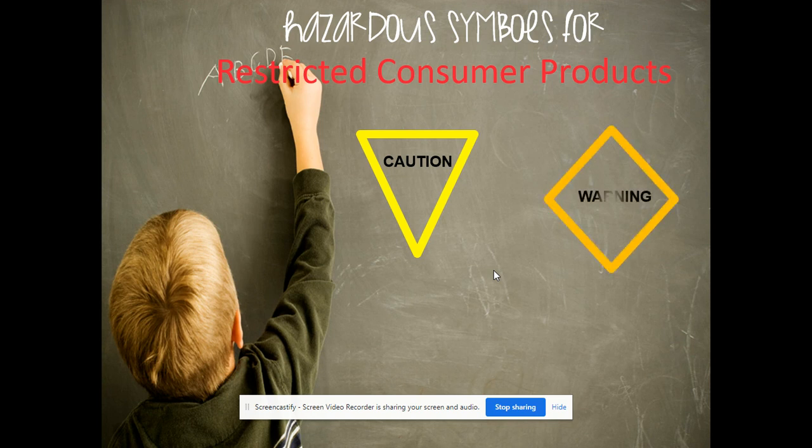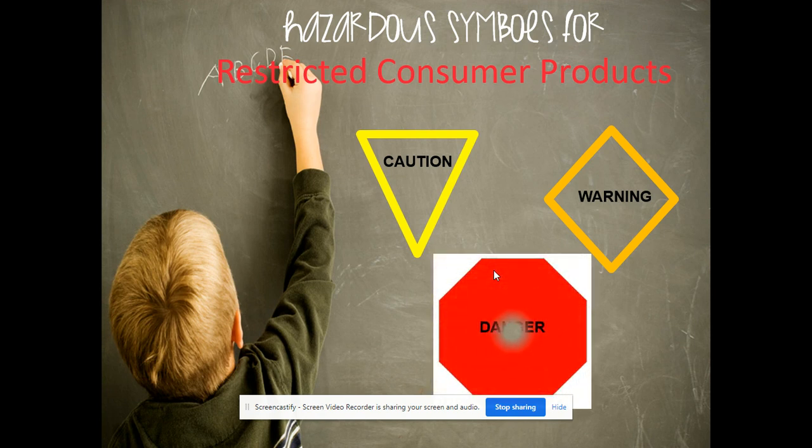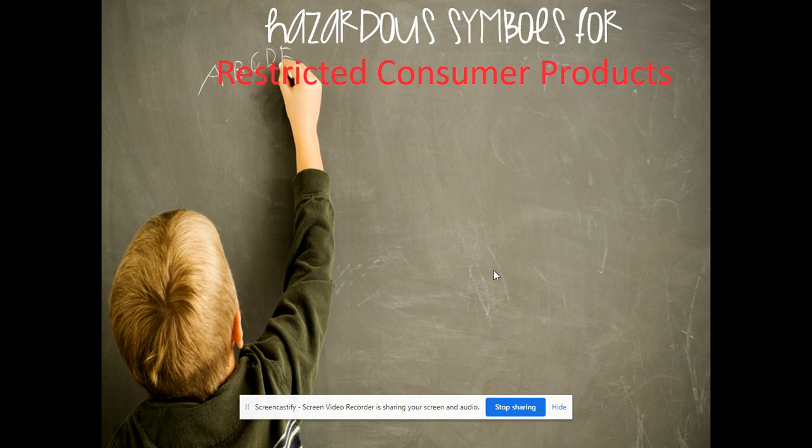Okay, the diamond means warning, and the octagon means danger. Just like the stop sign, right? Careful. Stop fully and see what's coming at you. And inside those shapes are 4 other pictures that come.